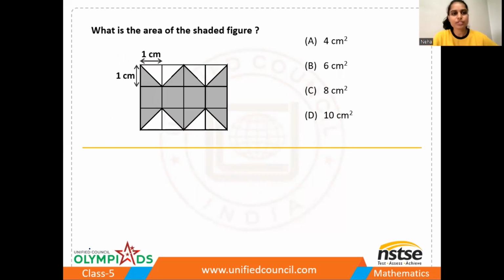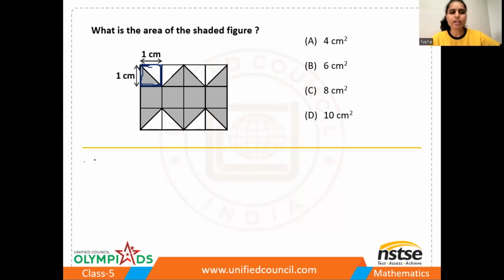Perfect. Very good. Now let's move to the next one. So here is the next question. The next question says, what is the area of the shaded figure? Alright, so basically in this figure, squares are given, right? If I take this small piece, then I can say that this small piece is a square with side 1 centimeter, right? And here we have to find the area of the shaded region.